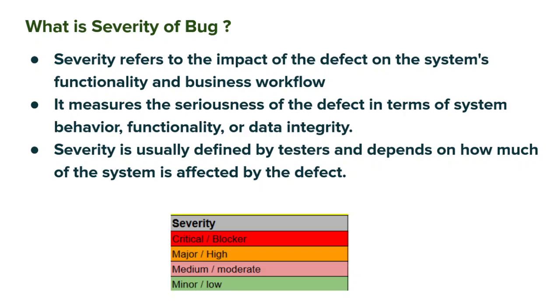Whenever you are logging a defect, we have to define the severity of that issue. So severity is the measurement of the seriousness of that defect in terms of business workflow, behavior, functionality of the system, data integrity, etc. Severity is defined by testers. Whenever you are logging the issue, we have to define the severity depending on how critical its impact is on the system.